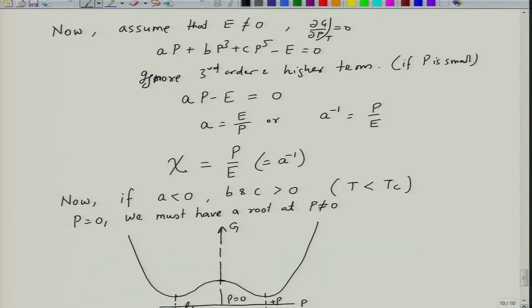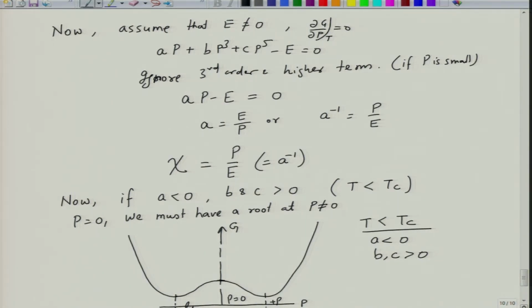So here, what we are getting is a maxima in G at P equal to 0 and minimas in G at two values, that is plus P and minus P, and this condition is defined for T less than Tc, and this is for A being less than 0 and B, C being positive. And basically this is manifested in this fashion.